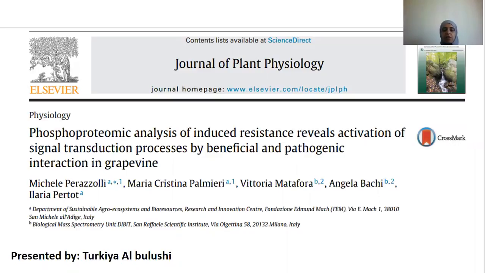Phosphoproteomic analysis of induced resistance reveals activation of signal transduction processes by beneficial and pathogenic interaction of grapevine. This article is written by Michel Brazzoli and his colleagues from the Department of Sustainable Agro-Ecosystem and Bioresources in Italy.